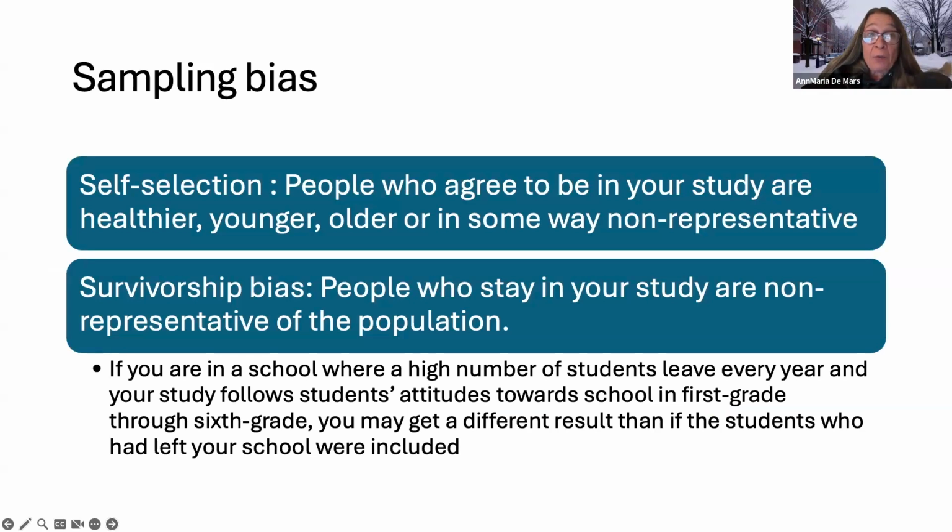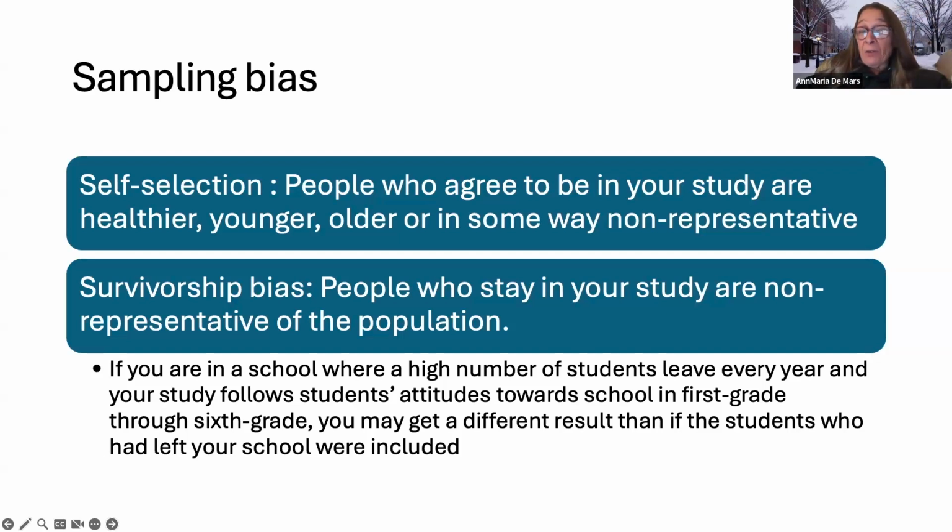That could be due to a number of reasons. One is self-selection. People generally volunteer for studies, people who agree to be in your study. Psychologists have a term, YAVIS, young, attractive, verbal, intelligent. Those people who volunteer for studies tend to be different on all of those factors. They may be healthier, or they may be in some other way non-representative if you only have volunteers.